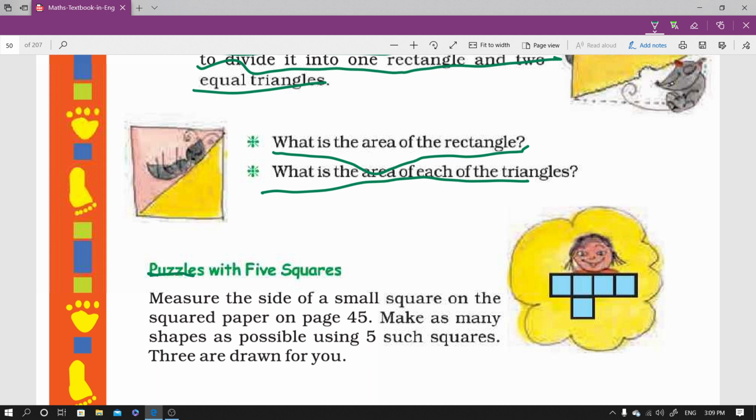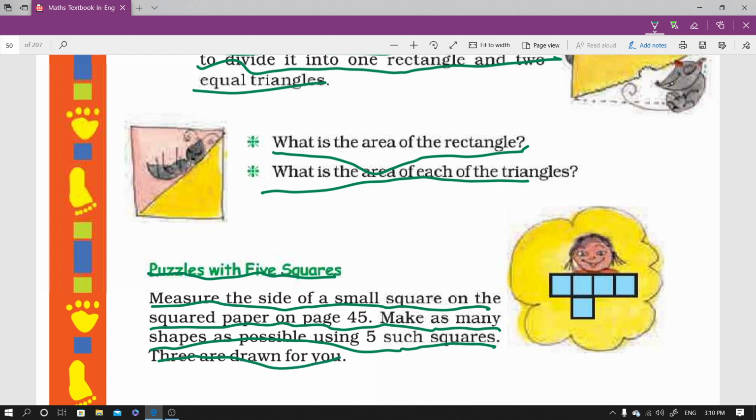Puzzle with 5 squares. Measure the side of a small square on the squared paper on page 45. Make as many shapes as possible using 5 such squares. Two are drawn for you.